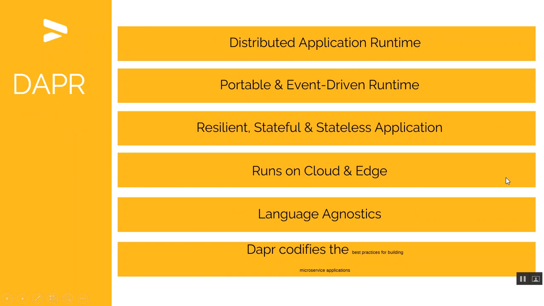And now we're gonna discuss Dapr, which is my favorite area. Dapr is nothing but a distributed application runtime, and it's a portable and event-driven runtime. It allows you to build resilient, stateful, and stateless applications. What does stateful and stateless application really mean? Consider you have an API which doesn't need to store some data. That's a stateless API, right?